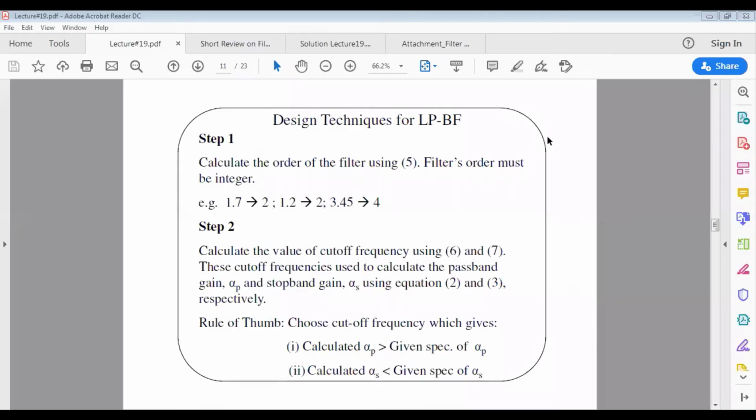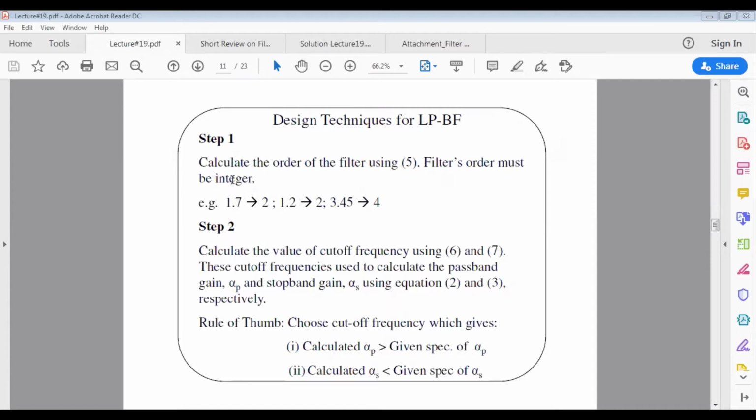Okay, in part 3 of lecture 19, we are going to learn about the design techniques for a Butterworth filter. Again, I wish to stress that our reference for this Butterworth filter is a low pass type. Okay, so these are the steps that will be taken for the Butterworth filter design.